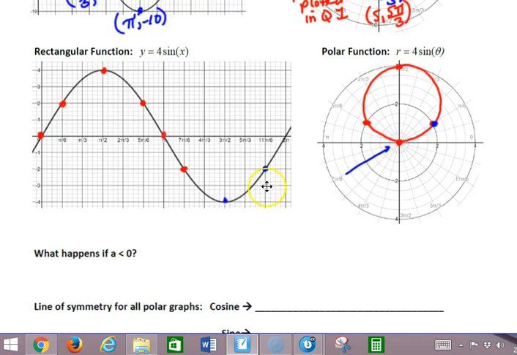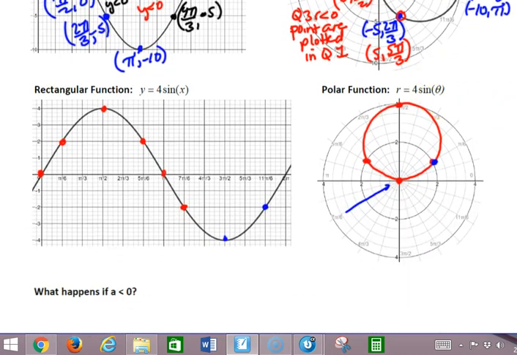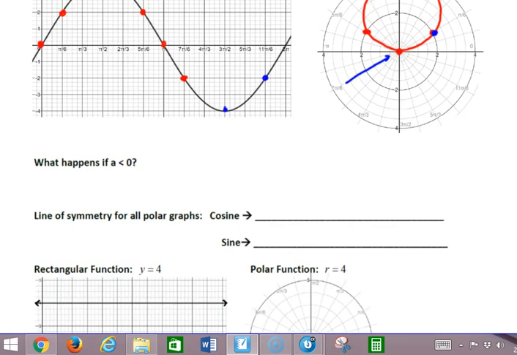Now what would happen if a is less than 0? a is the number that we're multiplying here. So for example, if this were r equals negative 10 cosine theta or r equals negative 4 sine theta. If we have r equals negative 10 cosine theta, that means every value that I've already plotted, the r value would be the opposite of what it is.